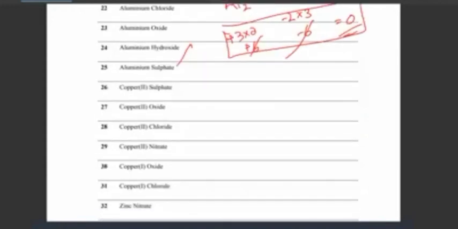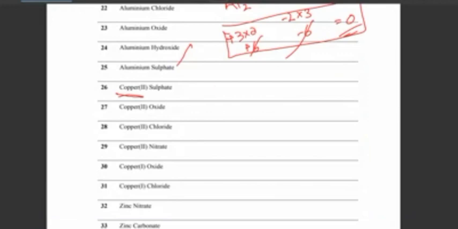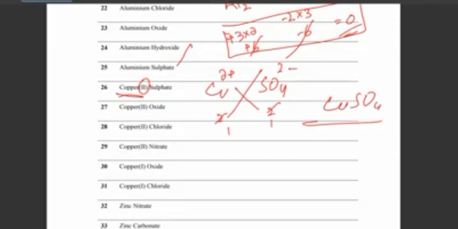Okay. Now we have copper. Copper actually belongs to the transition elements. So which charge does copper have? +2 charge. How do we know? It may vary, but it has been mentioned here that it has a +2 charge, and sulfate SO4 has a -2 charge. So what will we do? Simplifying 2 times and 2 times to 1 time, we simply write CuSO4.